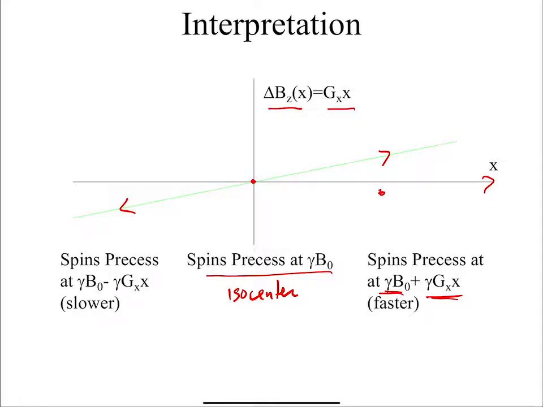And if I'm a spin out here, I'm going to precess faster than a spin that's precessing at the isocenter. And if I'm a spin over here at minus x, I'm going to precess at gamma B naught minus gamma Gx x. This should be the absolute value of x, right? Okay, showing the minus. Question: how is gamma determined? Gamma is a fundamental physical constant for every proton, so it's basically measured.